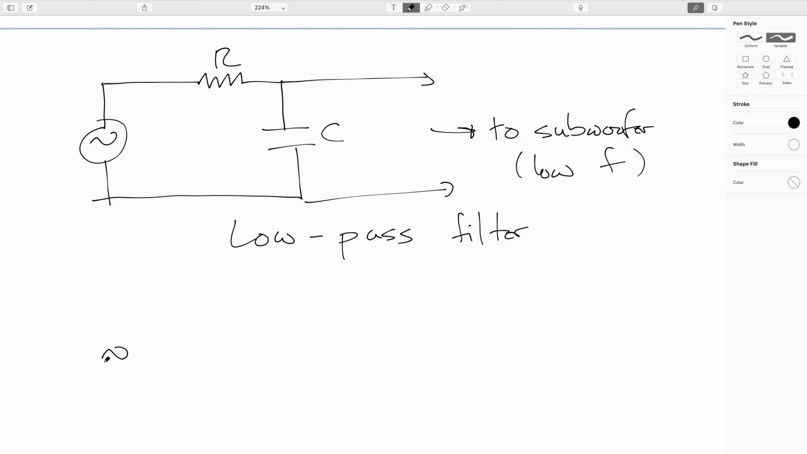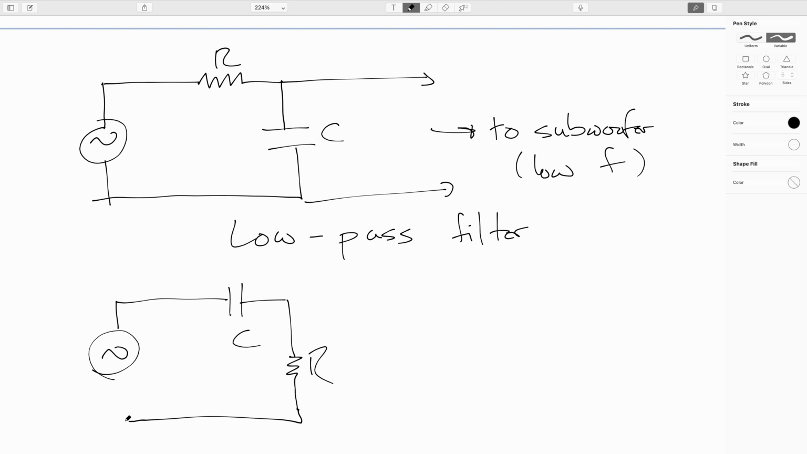Now, say you want to send something off to the tweeter, you just do it the other way around. So you just put another couple of taps across the resistor. So then this is the bit here that's going off to the tweeter. So our high frequencies here.